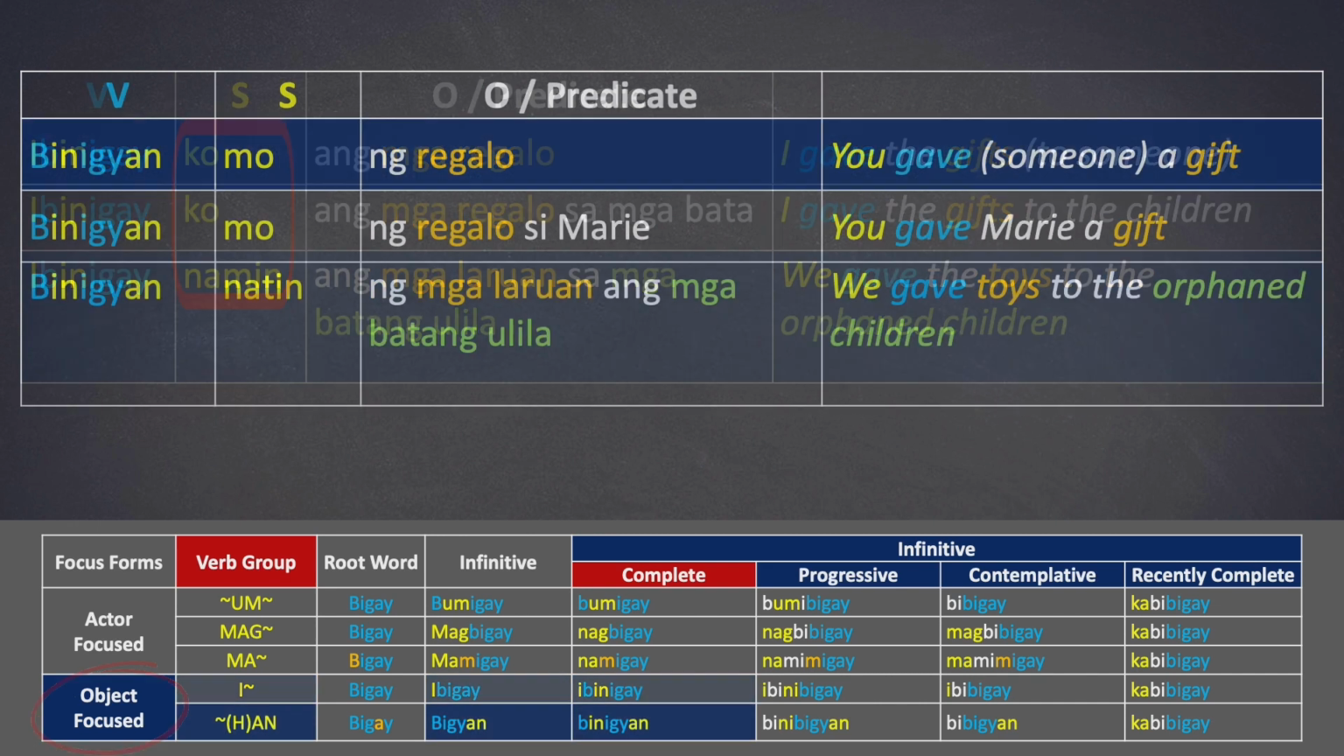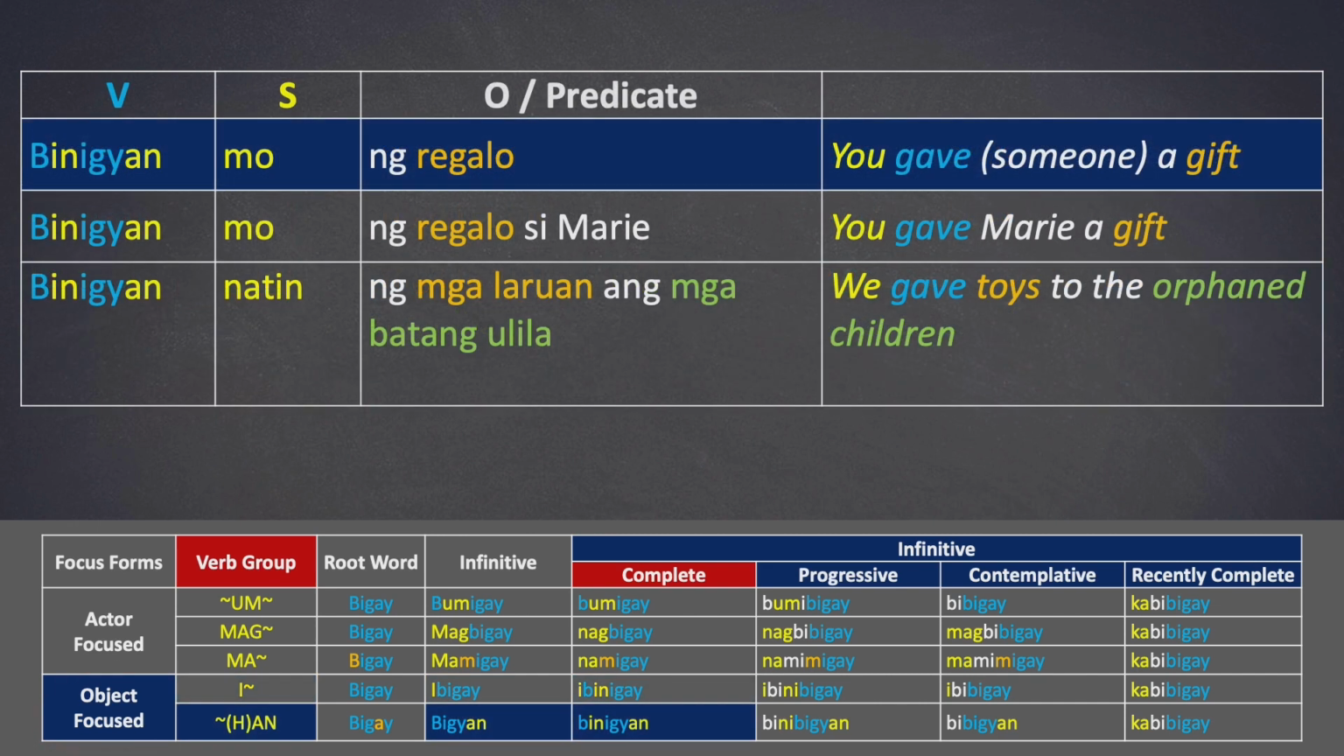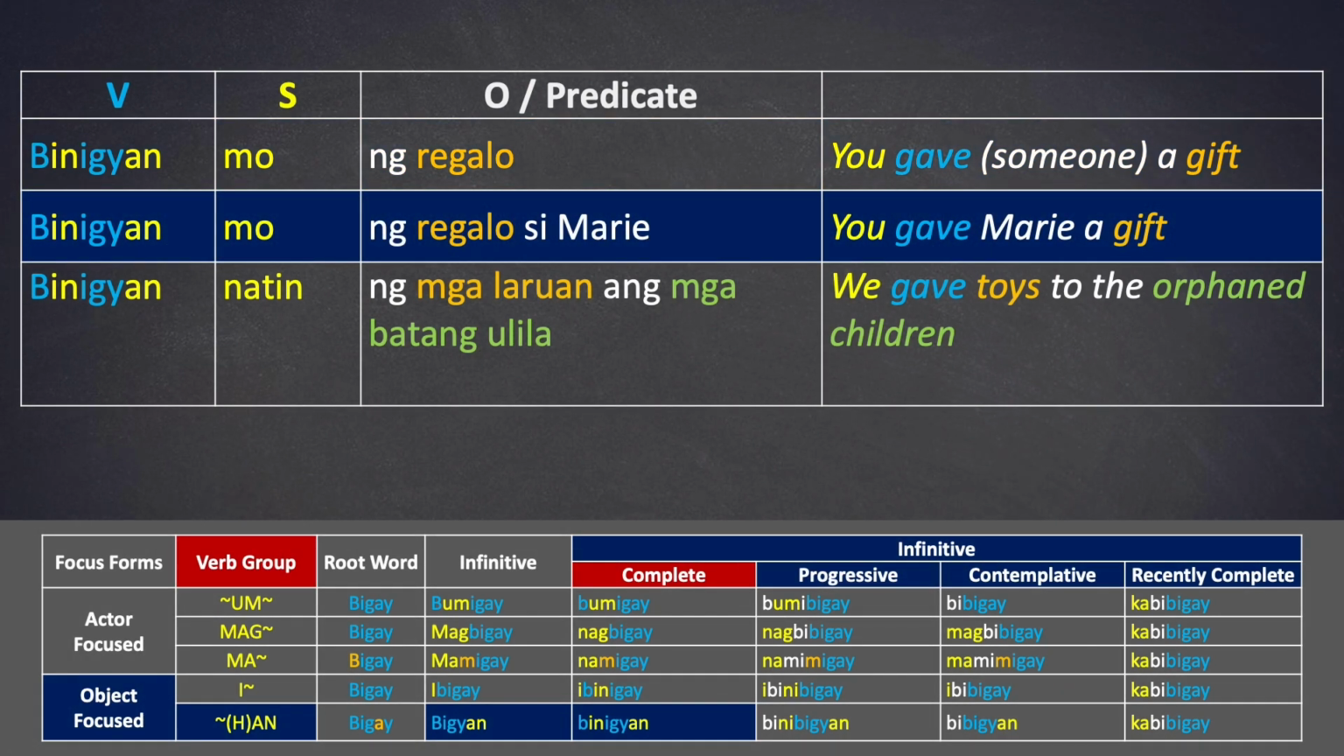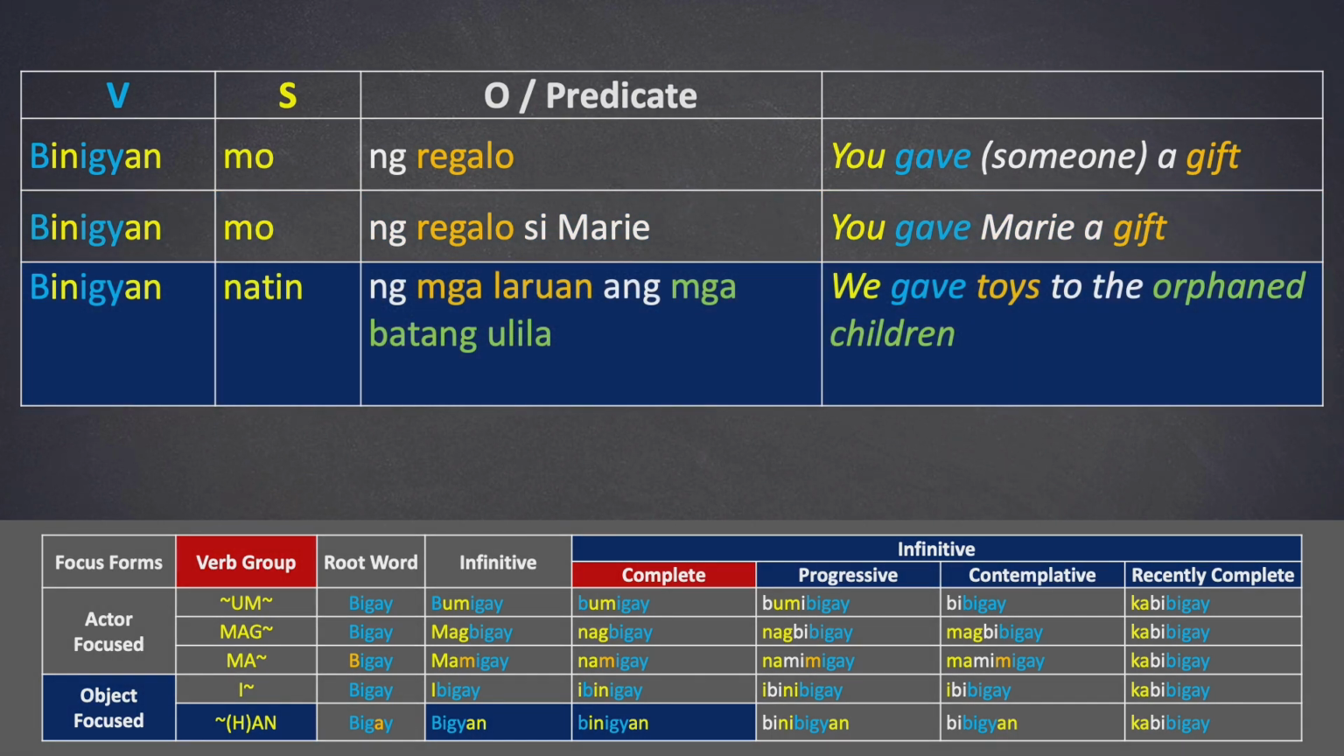Moving on. Binigyan mo ng regalo. You gave a gift. Binigyan mo ng regalo si Marie. You gave Marie a gift. Binigyan natin ng mga laruan ang mga batang ulila. We gave the toys to the orphan children. Ayos ba? So far, so good? If so, let's move on.